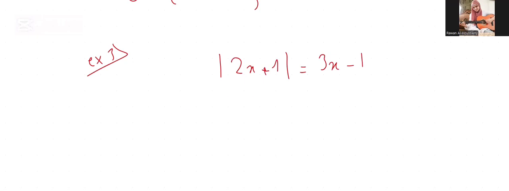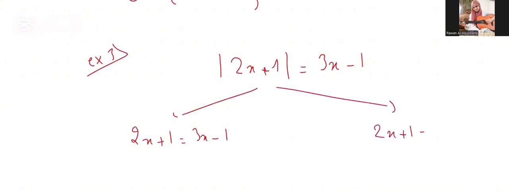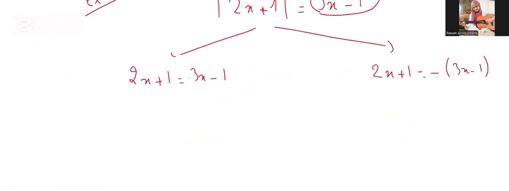So in this case we get 2x plus 1 equal to 3x minus 1, or the second part, which is 2x plus 1. How do I make this one negative? I multiply it all by minus. So minus of 3x minus 1. So I took it once as it is with plus, and another time I multiplied it by minus. So now let's solve each equation.